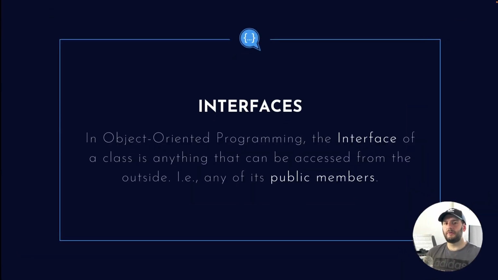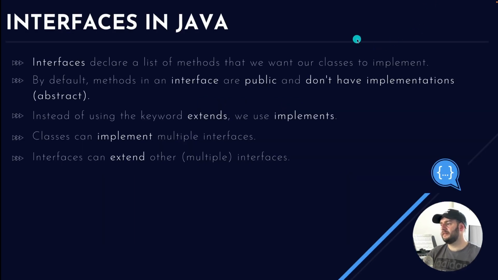In object-oriented programming, the interface of a class is everything that can be accessed from the outside. For example, the public methods and the public members of the class. If the class has public fields, that is also part of the interface. That is a general concept. It's not the Java version of interface. In Java, the interface is actually supported in the language as a keyword.